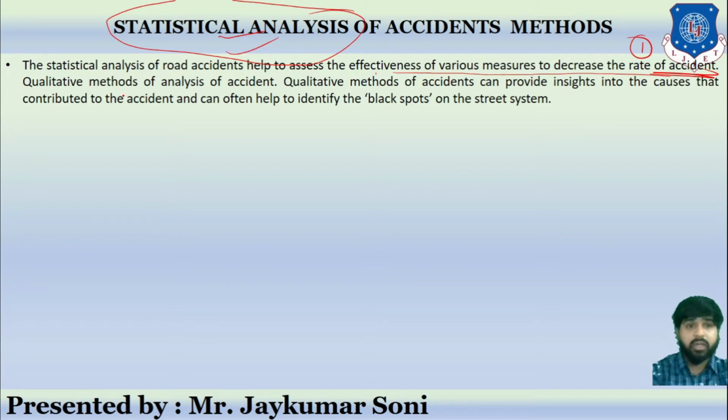There are certain qualitative methods of analysis of accidents. These qualitative methods can provide insights into the causes that contributed to the accident and can often help identify the black spots on the street system. This means with the help of this, we can identify whether a particular location can be considered a black spot or not.